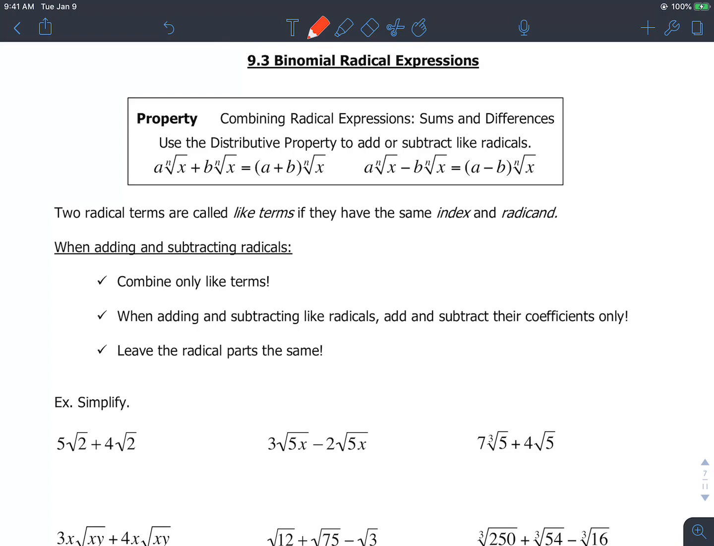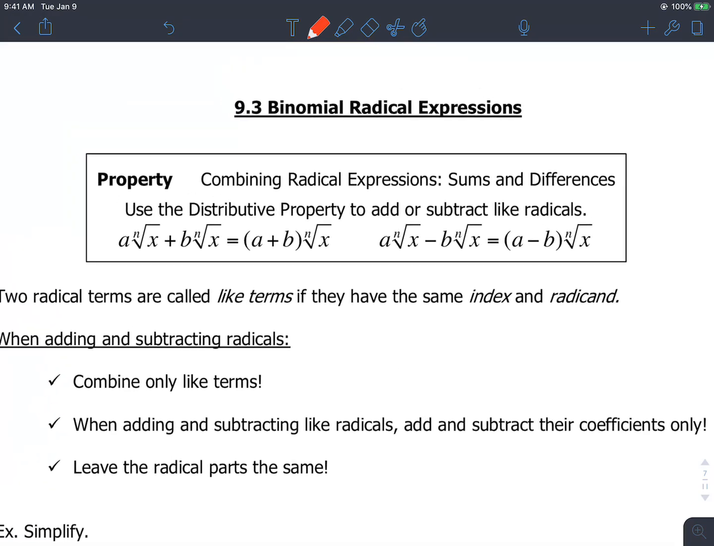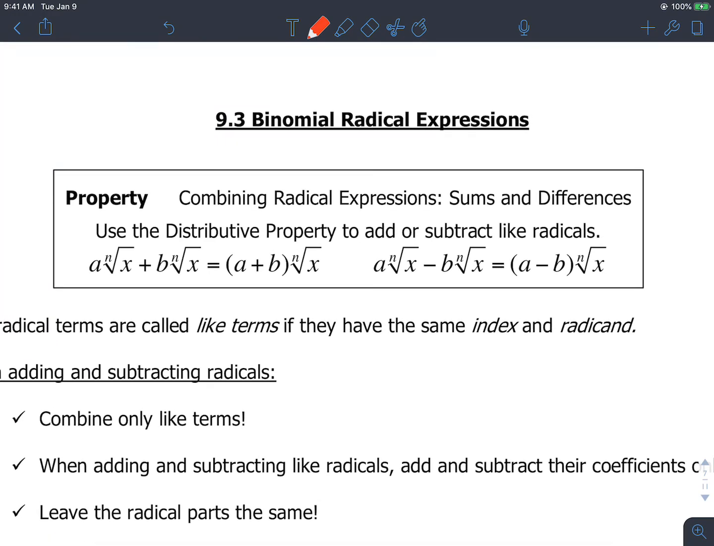Alright, today we're going to be talking about binomial radical expressions, and also doing things like adding and subtracting radicals. So actually we do add and subtract radicals first here. When you are combining radical expressions with sums and differences, what you essentially do is take these outside things and add them up together right there, and then inside the radical stays the exact same. And the reason being, it's kind of like this here.